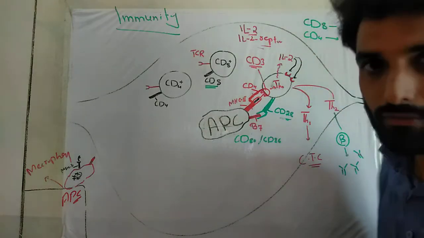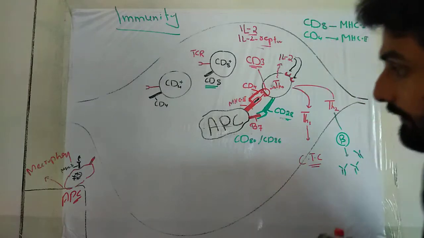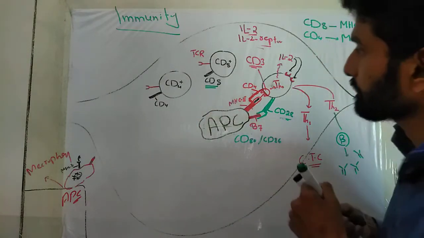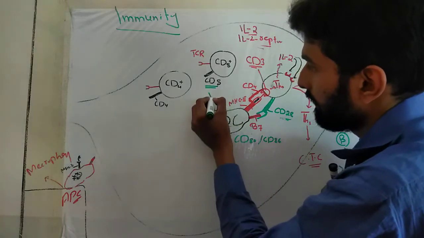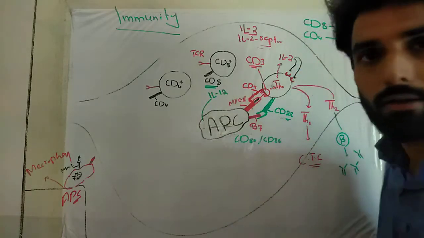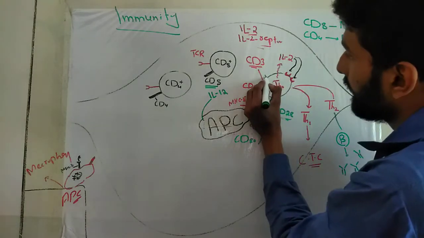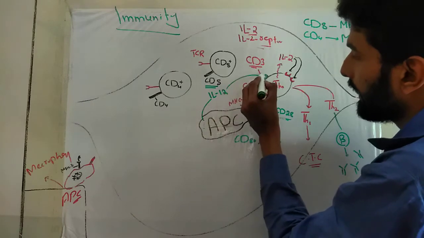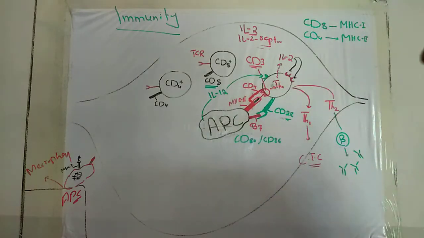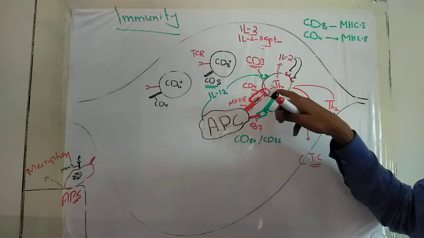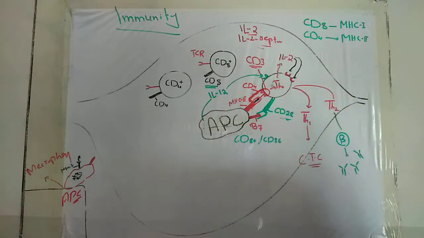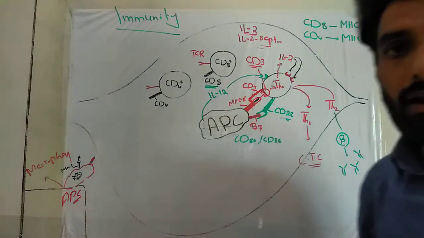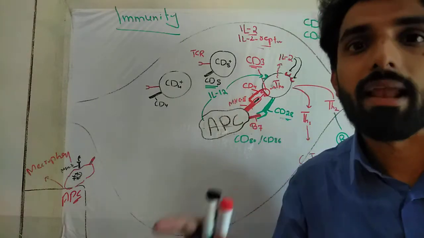For example, if the pathogen is intracellular, this APC will release interleukin 12, and there will be some receptors for interleukin 12, and when this interleukin 12 acts on the nearby Th0, this Th0 will start proliferating into Th1. Okay. Now this interleukin 12 is called autocrine. Now this is called paracrine.